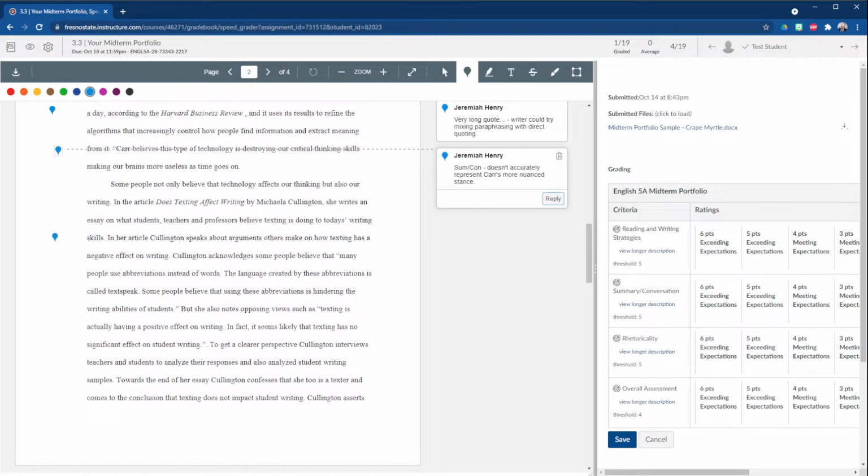How about this next paragraph? "Some people not only believe that technology affects our thinking." Now that's a more accurate representation of Carr's stance. It affects our thinking, not necessarily in a positive way or a negative way. It's just merely affecting our thinking. "Some people not only believe that technology affects our thinking, but also our writing."